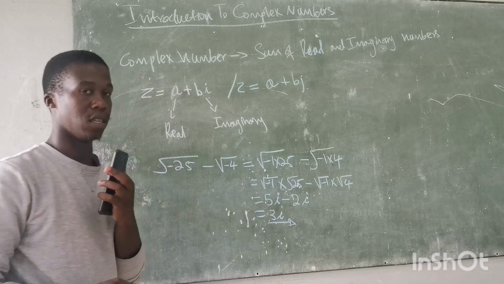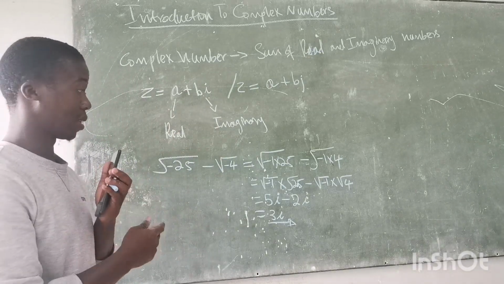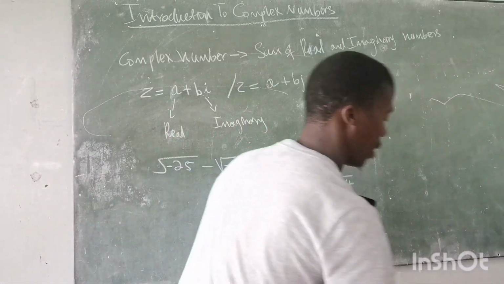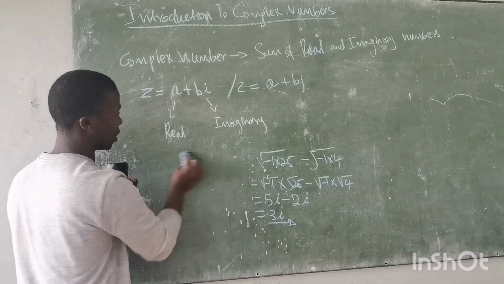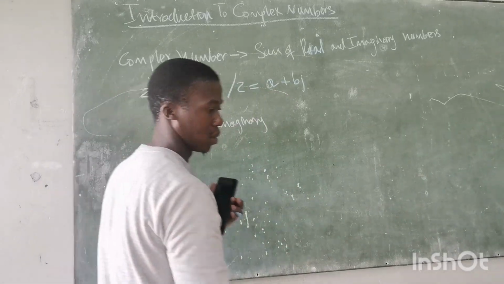This is the subtraction of imaginary numbers, right? Now let's look at the multiplication part.